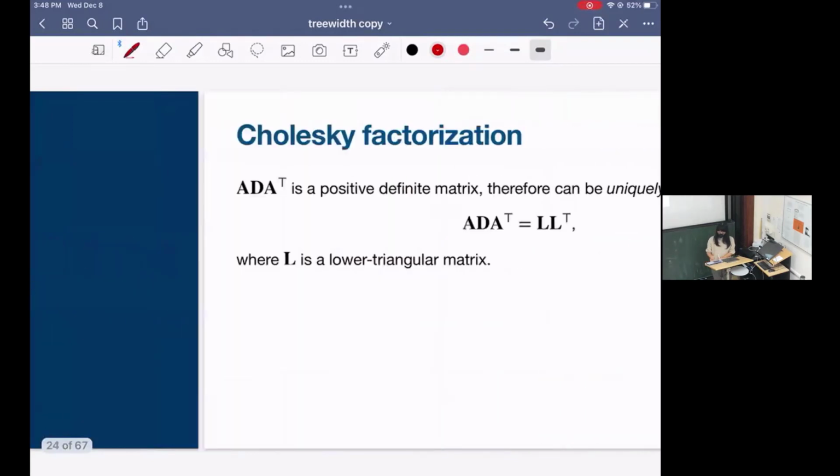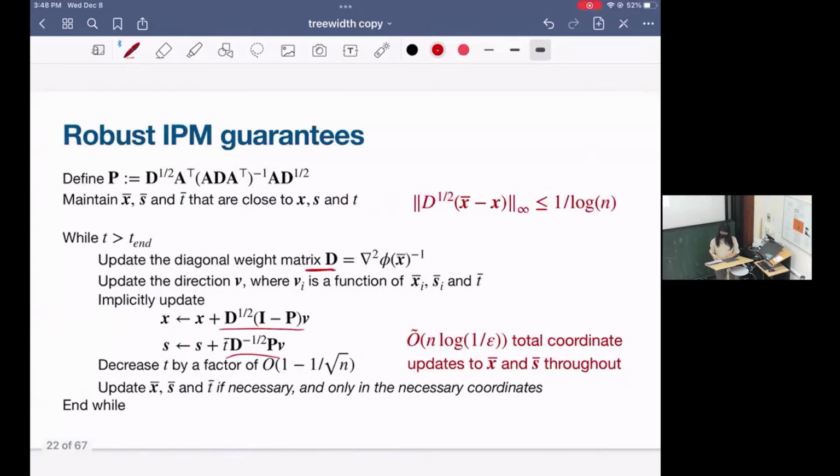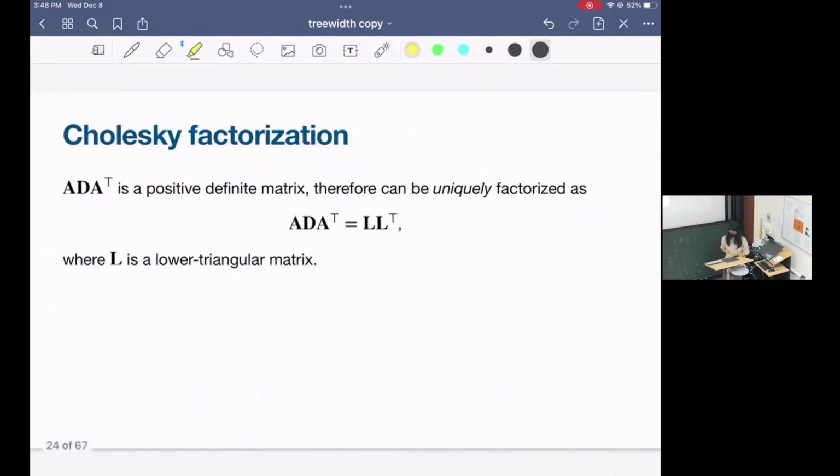All right, so now on to the part where we actually use the treewidth. Remember, in this projection matrix, we have this term A D A transpose, and its inverse is kind of a headache to compute. Here we note that A D A transpose is a positive definite matrix, and actually, I should mention it has the exact same non-zero pattern as A A transpose. Since it's positive definite, we can uniquely factorize it as L L transpose, where L is a lower triangular matrix.